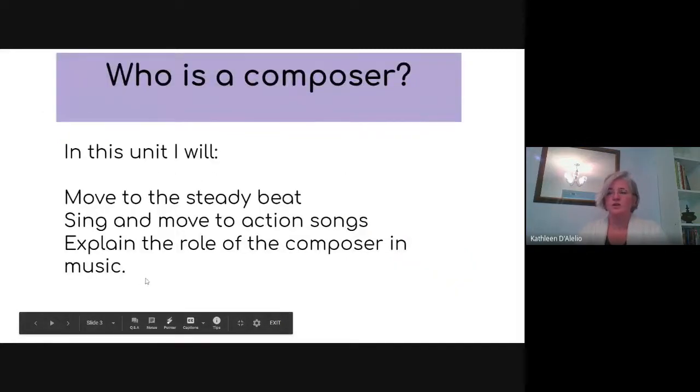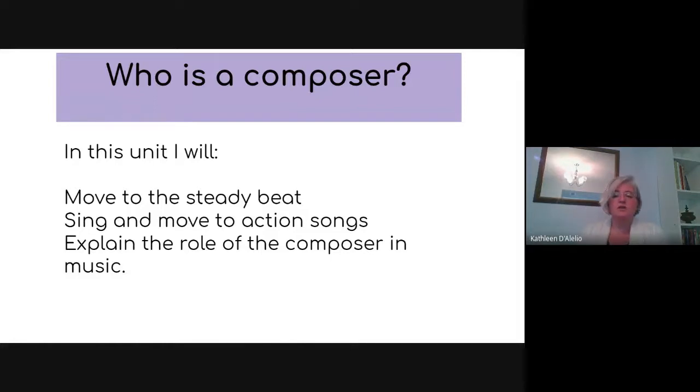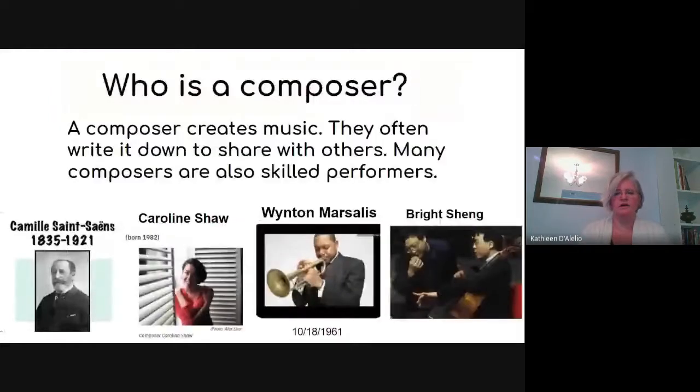We have a new unit right now, and it's called Who is a Composer? So what are we going to do in November in music? We're going to move to the steady beat. We're going to move and sing to action songs, and we're going to explain the role of the composer in music. Who is the composer? That's what we're learning about right now.